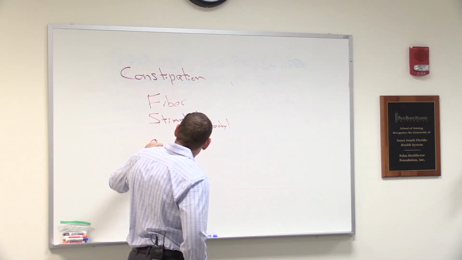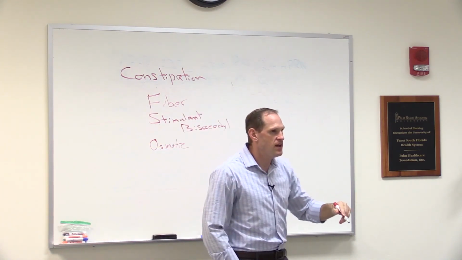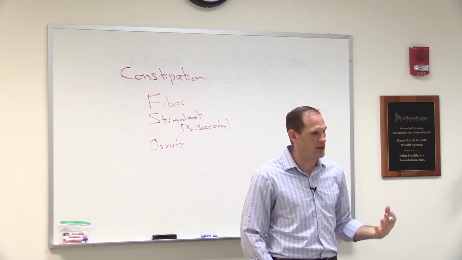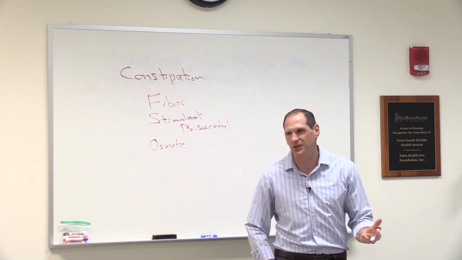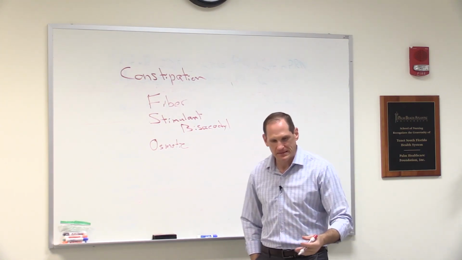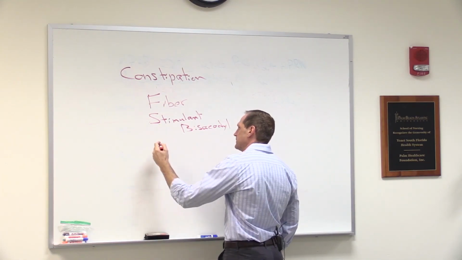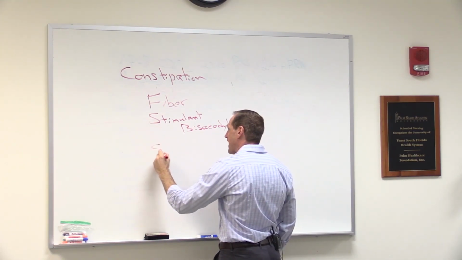Next, we have what are known as osmotic laxatives. And these are basically substances that can't get absorbed very well in the gut, so they draw water into the gut. Oh, you know what? I'm skipping one. Sorry. So we have stimulant, then we have surfactant.